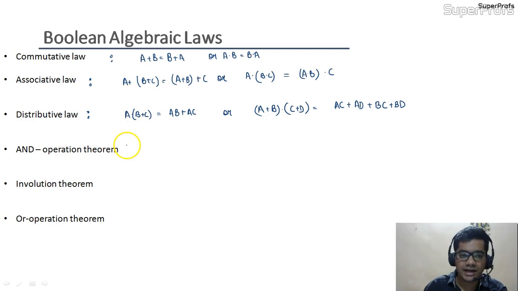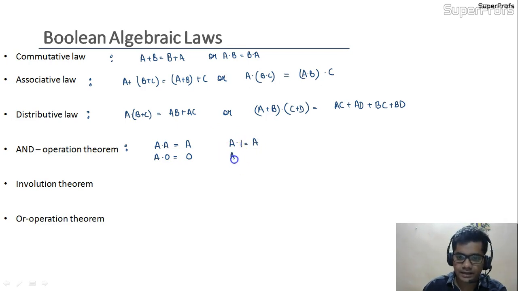Now we are looking for the AND operation theorem. In the previous lecture we have already learned so much about the AND operation. So just write the formulas to make the notes properly. So what are the formulas? A dot A is equal to A, and A dot 0 is equal to 0. And A dot 1 is equal to again A, and A dot A bar is equal to 0. So this is our AND operation theorem.